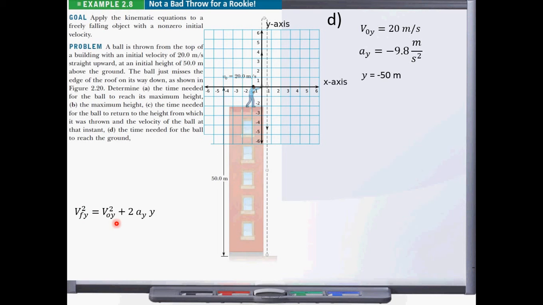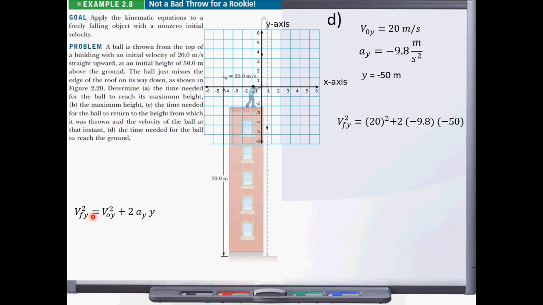In the third equation we have the initial velocity, we have the acceleration, and we have the y. But you are going to calculate the final velocity, right? Okay, don't worry. You calculate first the final velocity, and then with that final velocity, you calculate the time. Let's check.